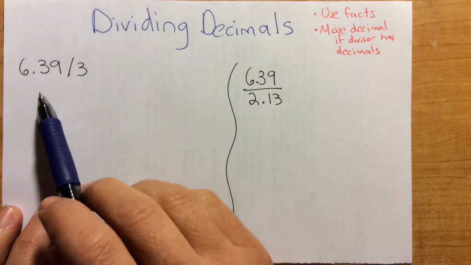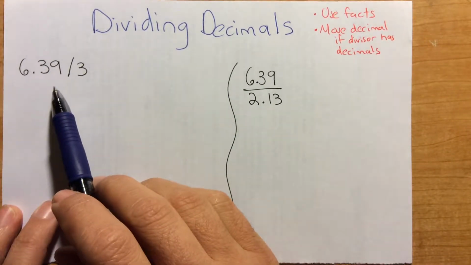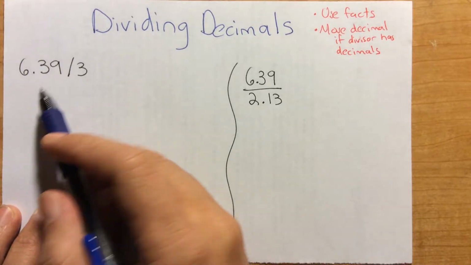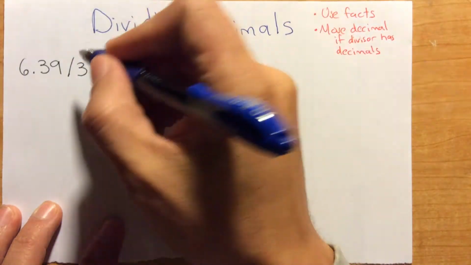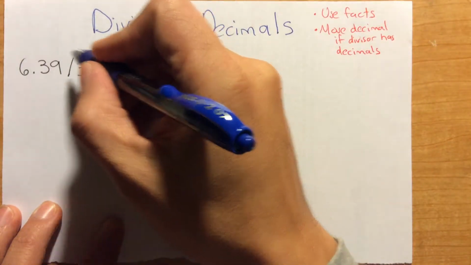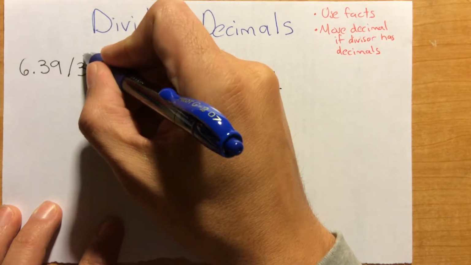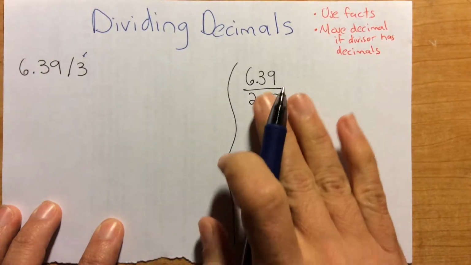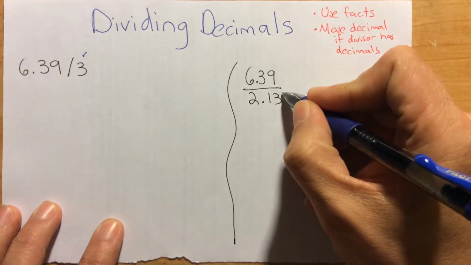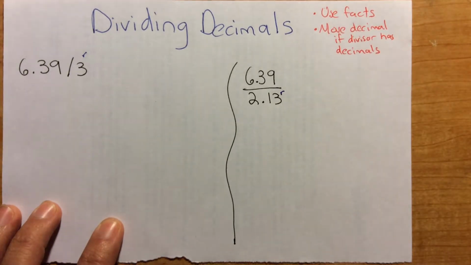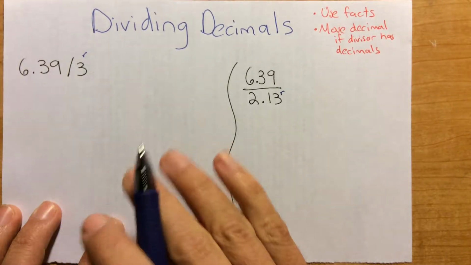First of all, let's take a look at this example. In this case, we've got the dividend and the divisor. The divisor is the second one. That's the divisor. So if the divisor has decimals, we need to move it. But let's get the first one.